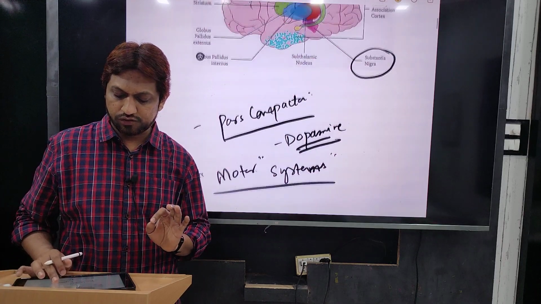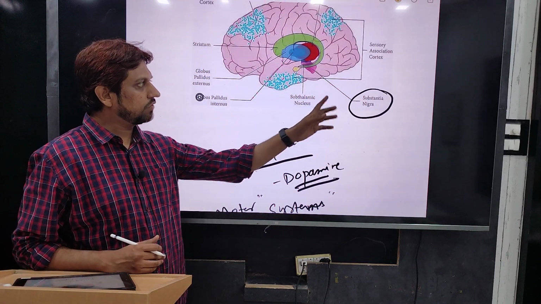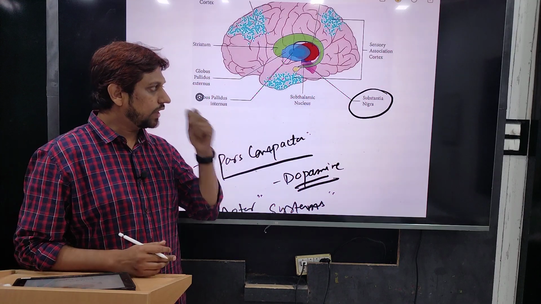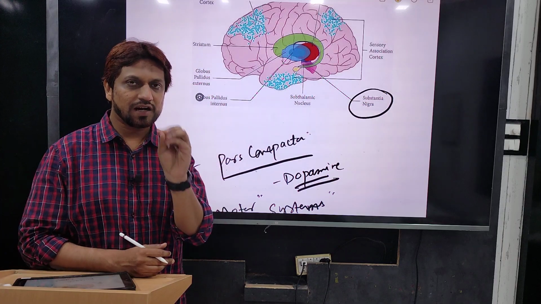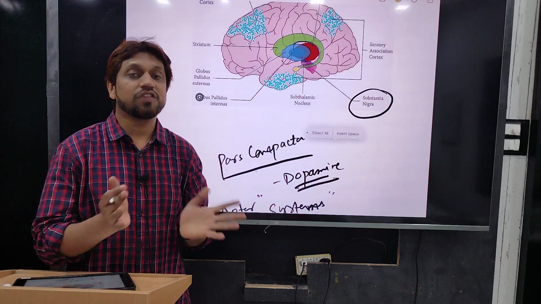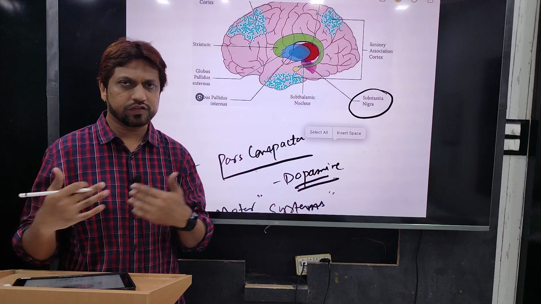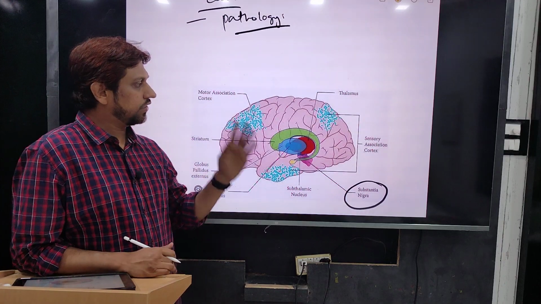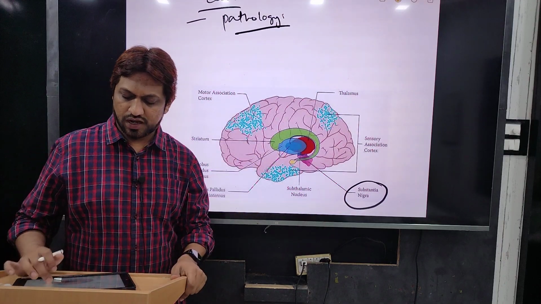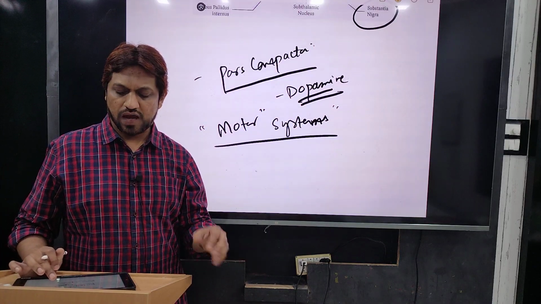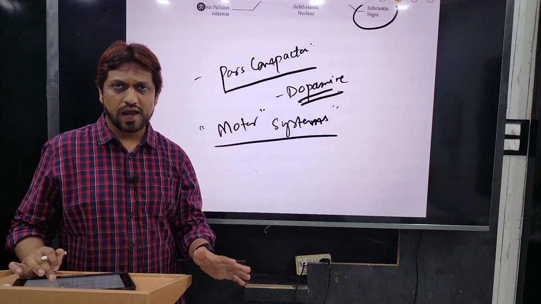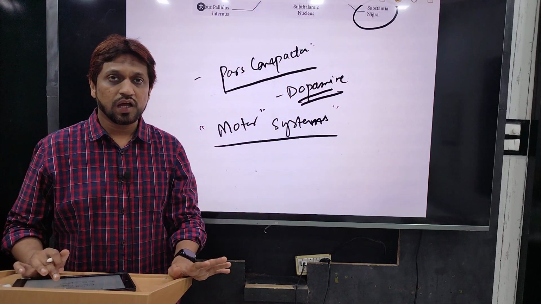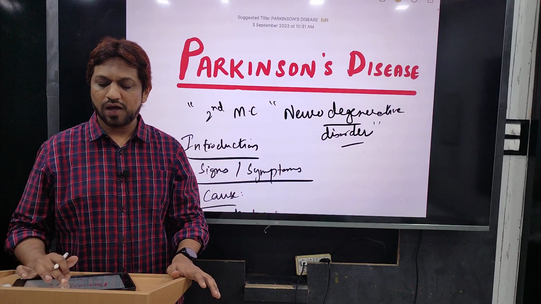Why does it affect the motor system? Because the part of the brain which controls movements, that is the planning and initiation of movements, is getting affected. The neurons in that part which secrete dopamine get degenerated. Why they get degenerated, we'll discuss in the cause, but right now in the introduction, remember which part of the body is affected. It is a central nervous system disorder in which substantia nigra dopaminergic neurons are affected, degenerate and finally die. It leads to certain signs and symptoms, called Parkinsonism, and if it is idiopathic, then it is called Parkinson's disease.